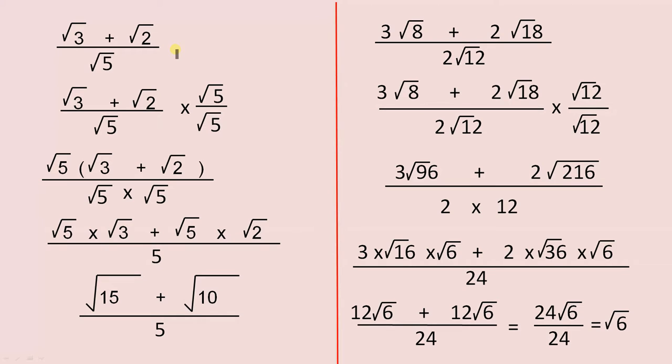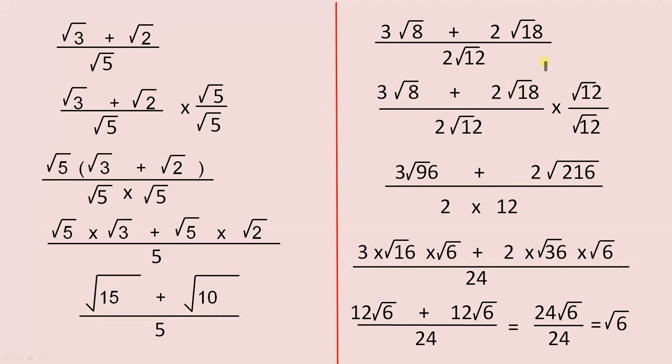This is the next sum here. So if we multiply top and bottom by the square root of 5 over the square root of 5. So the square root of 5 by the square root of 3. And then the square root of 5 by the square root of 2. So that's that line there. And here's the denominator. When we remove the grouping symbols, we have that line. Square root of 5 by the square root of 5 is 5. That gives us the square root of 15 plus the square root of 10 over 5.